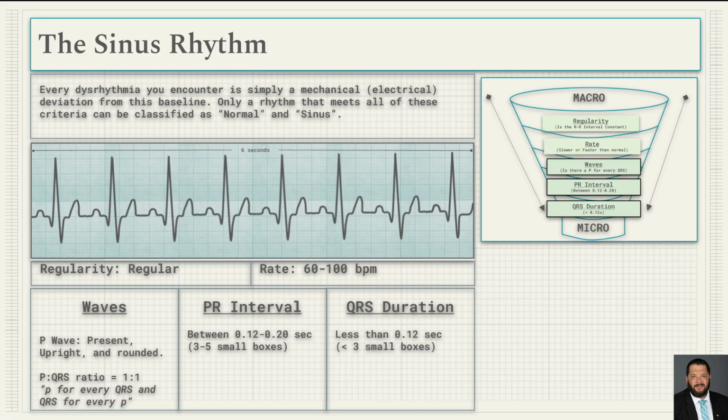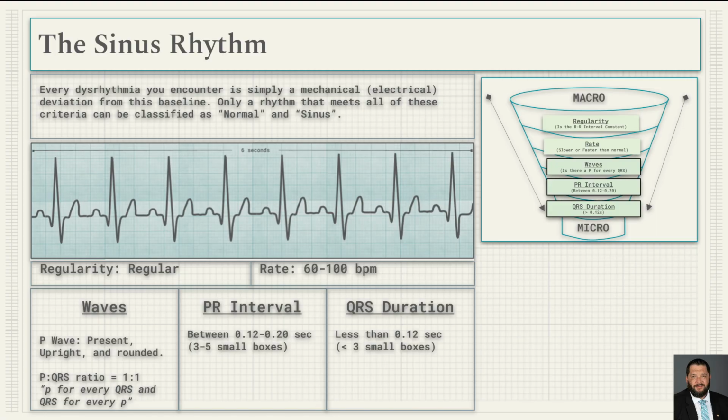The next step is to look at the waves. We're going to look at our ECG strip, and we're going to identify each of the wave complexes, and we're going to make sure that there's a P wave for every QRS and a QRS for every P. Then we will evaluate the PR interval, and we will evaluate the QRS duration. The best way to show you this is to actually put it into practice by looking at some waves.